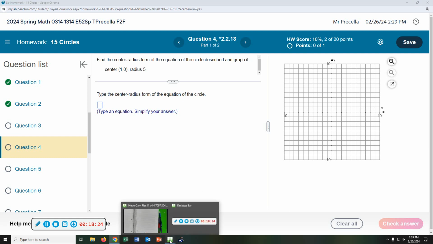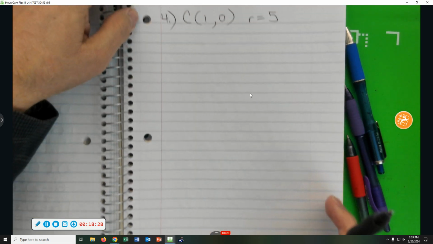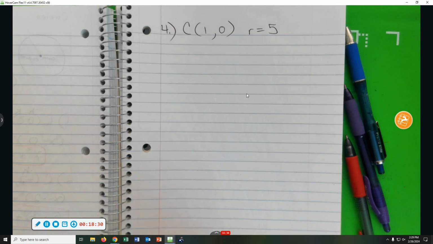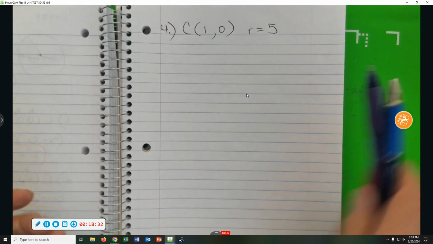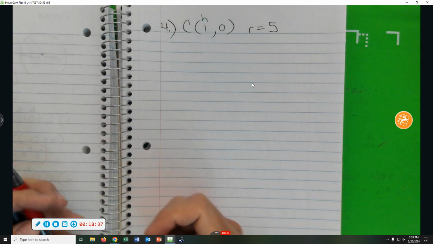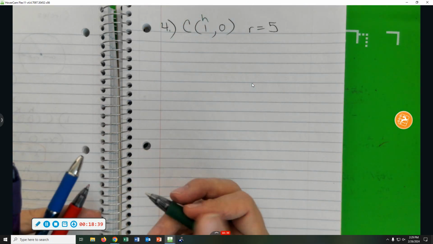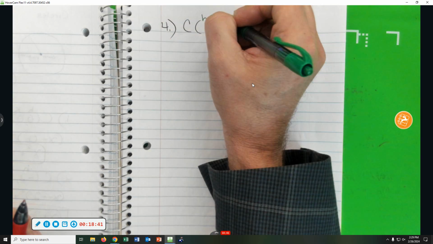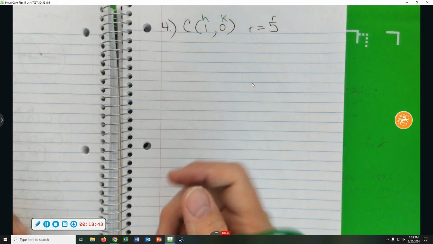So we got it written down. What number's acting like h? The x coordinate of the center is h. What number's acting like k? 0. And obviously the radius is 5.